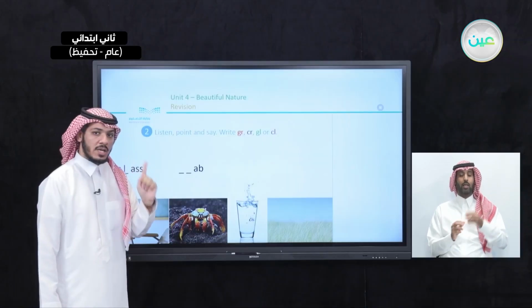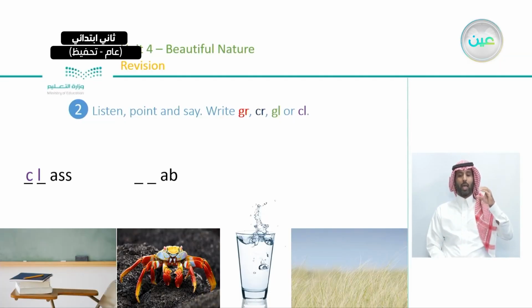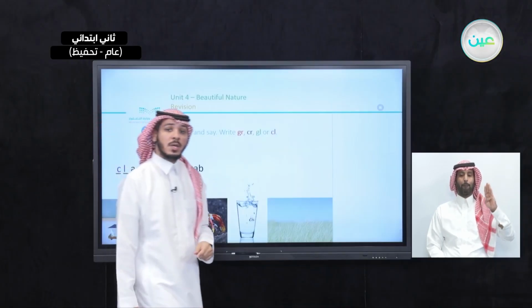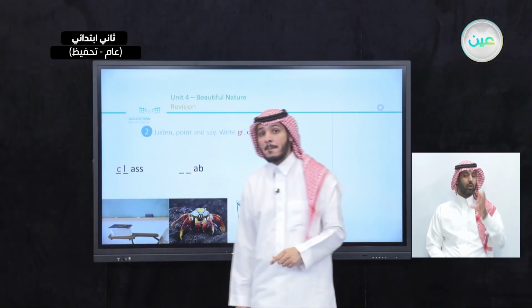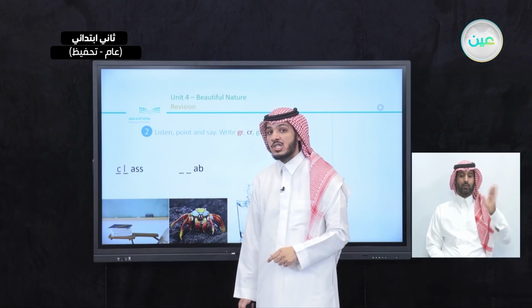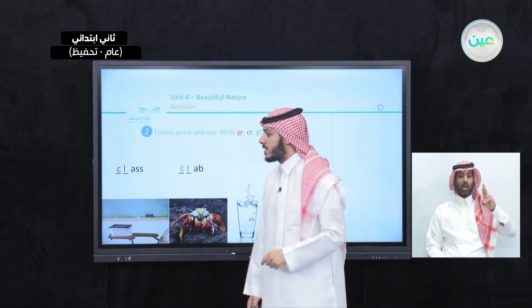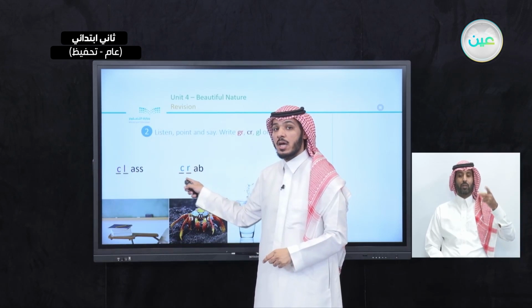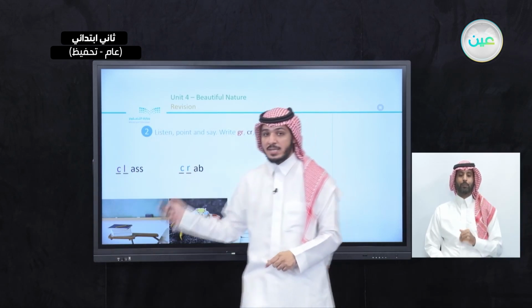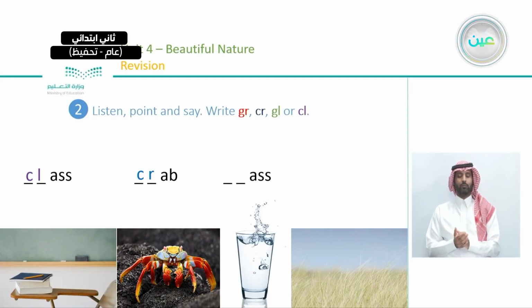Okay. Now let's listen. Crab. Okay. Can you tell me what are the two missing letters here? Yes, crab. So it's what? CR. Excellent. So we have CR. So it's crab. Excellent. Okay. After that, we have this.